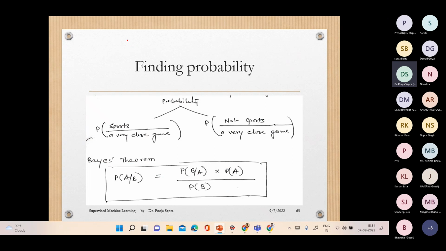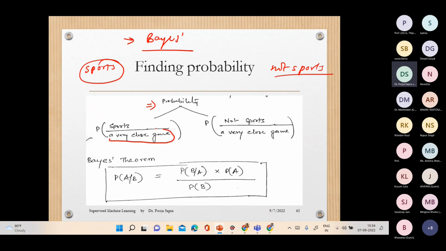So I said it works on three principles. One is Bayes theorem. Now let us see how Bayes theorem works for it. Bayes theorem will help me find out the probability. Because I'm talking about Bayes theorem, I'm talking about probability. So I'm going to check what is the probability of it being from sports, and what is the probability of it being in the category of not sports. What was the sentence? This is my aim. A very close game.